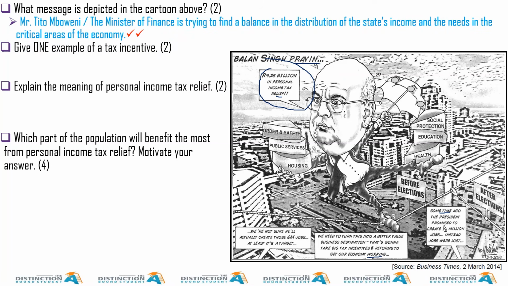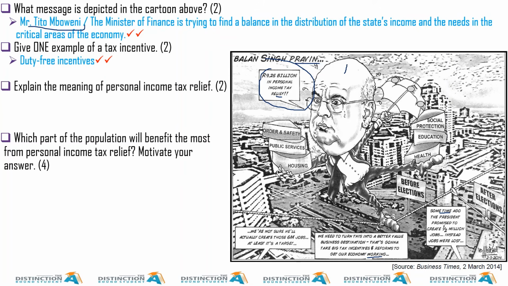All right, let's have a look. What message is, okay, you have to talk about balance here. Mr. Tito Mboweni, but here it's actually Pravin. The reason is the current minister is Tito Mboweni. So if you say Pravin Gordon today, your answer will be wrong. And Tito Mboweni will be wrong in future. It depends. But to run away from all that, you can say the Minister of Finance is trying to find a balance in the distribution of the state's income and the needs in the critical areas of the economy.